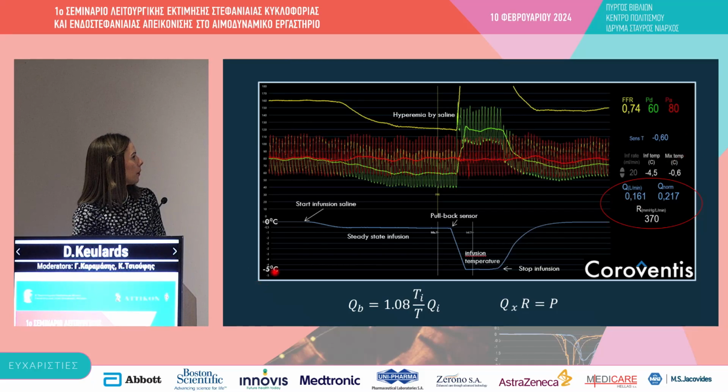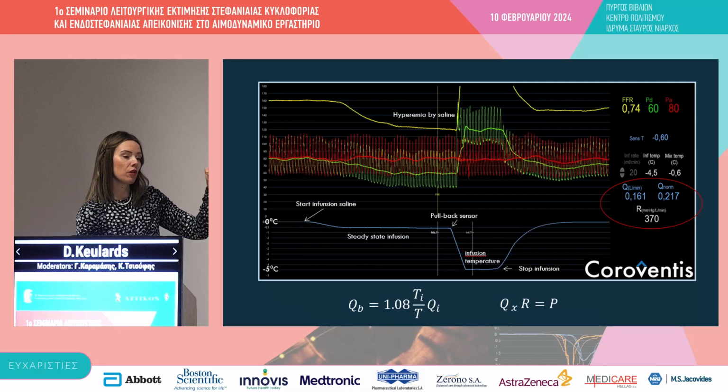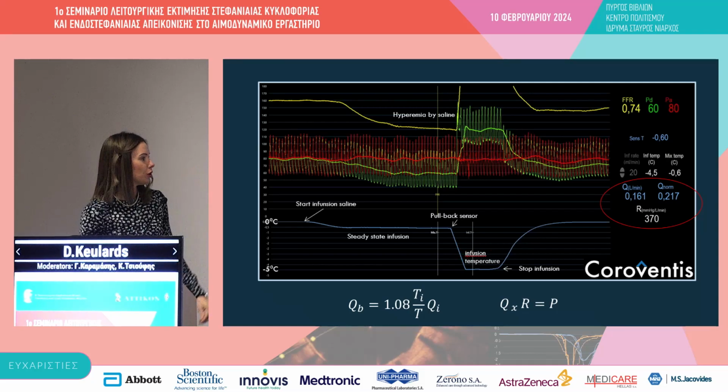This is what it looks like. Everything is equalized. The body temperature is set to 0. You start your infusion of the saline. The temperature drops, and you see a very nice, steady saline hyperemia without adenosine. Everything is stable. You have measured your distal temperature. Then you pull back the sensor to the tip of the RayFlow, so to that little radiopaque dot I just showed you, and then you measure your infusion temperature. When everything is stable again, you stop the infusion, everything turns back to normal in seconds, and then you get your actual blood flow in milliliters per minute.